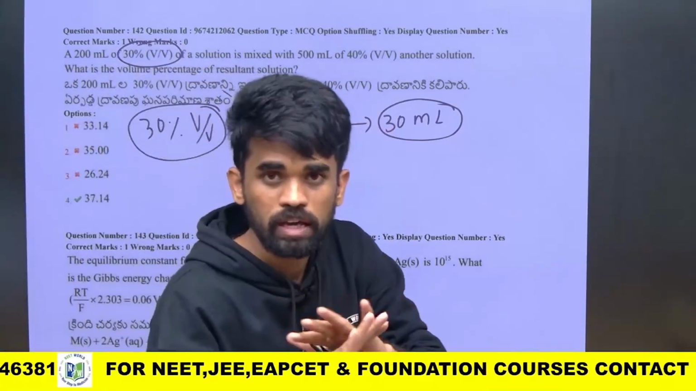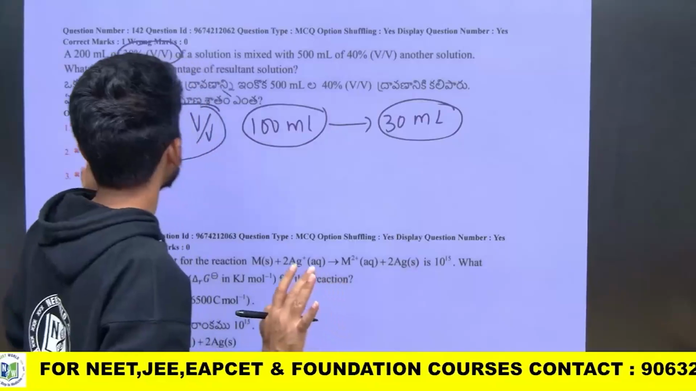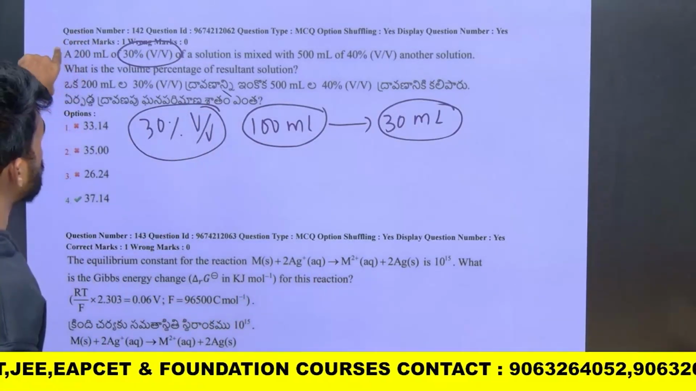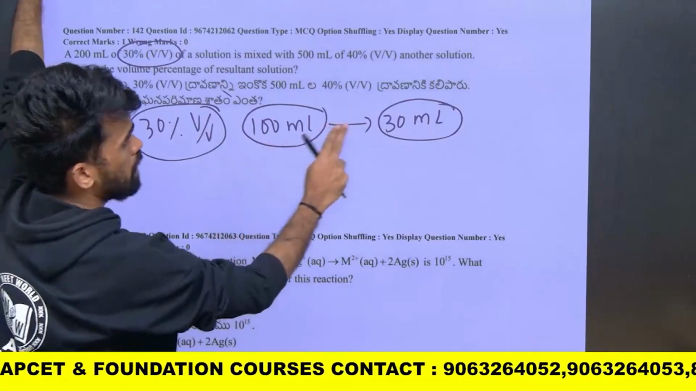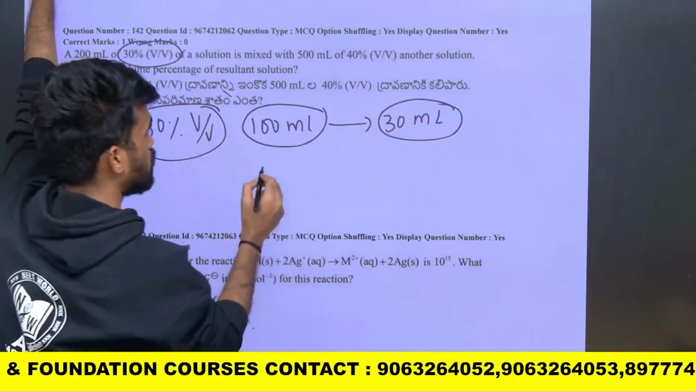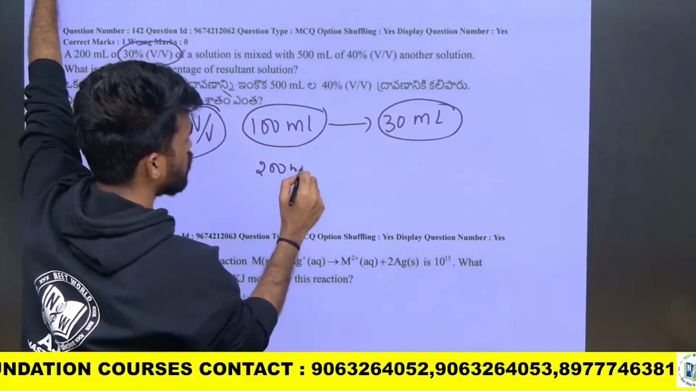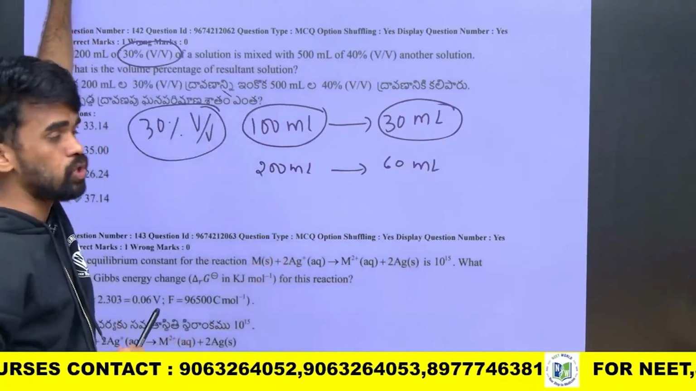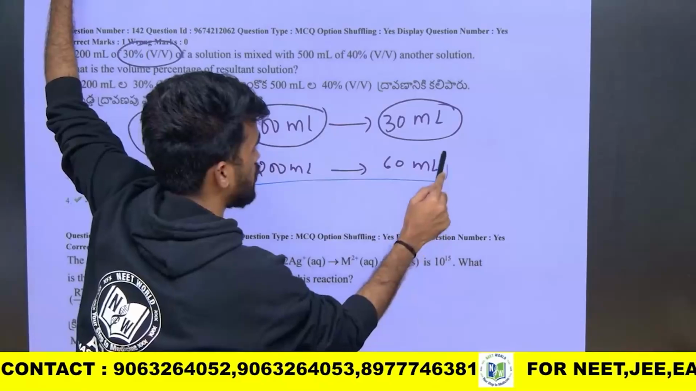I hope everything is clear. Now let us look into the question properly. So now this is taken how much ml? 200 ml. For 100 ml, 30 ml of solute will be there. So for 200 ml solution, how much is it? 60 ml of solute will be there. I hope up to here it is clear now.